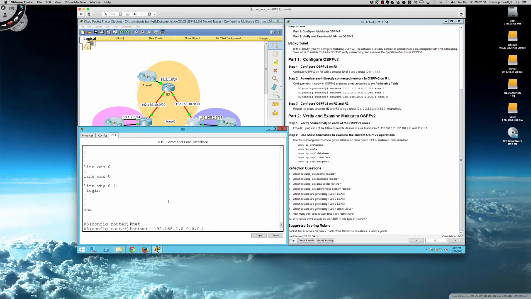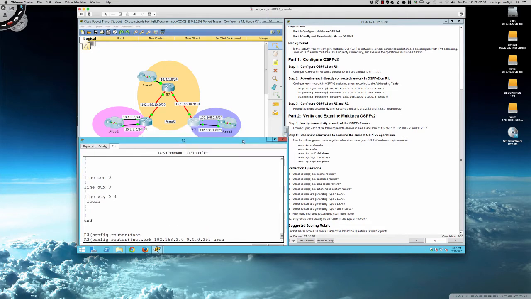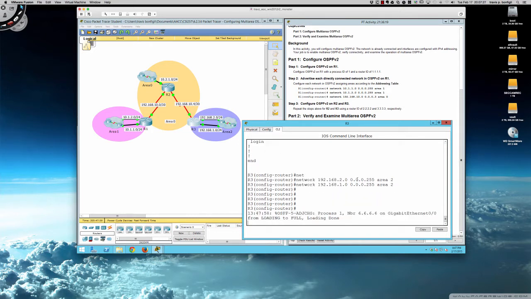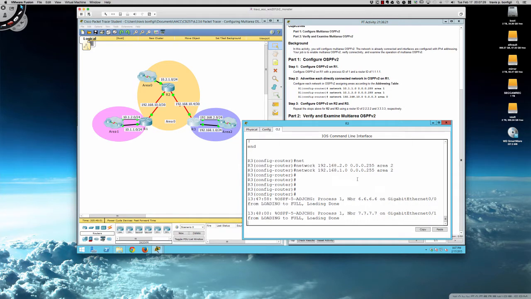192.168.2.0, and we're going to make this a slash 24. Now this is not in area 1. Actually there are 2 of them there, so let me slide this over here, make sure we don't miss anything. So these networks are in area 2. So we're going to originate 2 networks from area 2 into area 0.